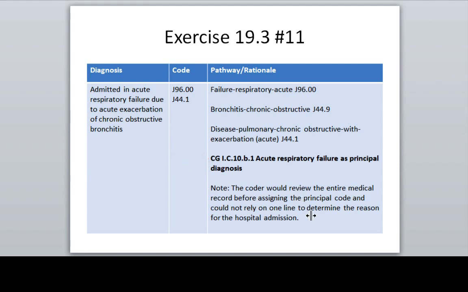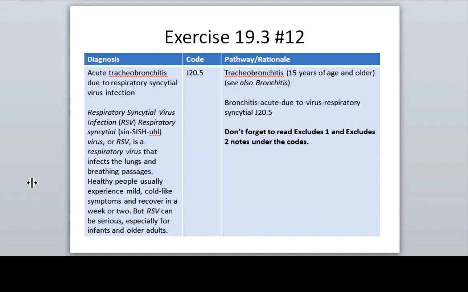But again, I'm bringing to your attention that if you were working in the real world, you would be reviewing the entire medical record. You couldn't rely on one line, in this case, to know which of those diagnoses should be the principal. Exercise 19.3, number 12, acute tracheobronchitis due to respiratory syncytial virus infection.